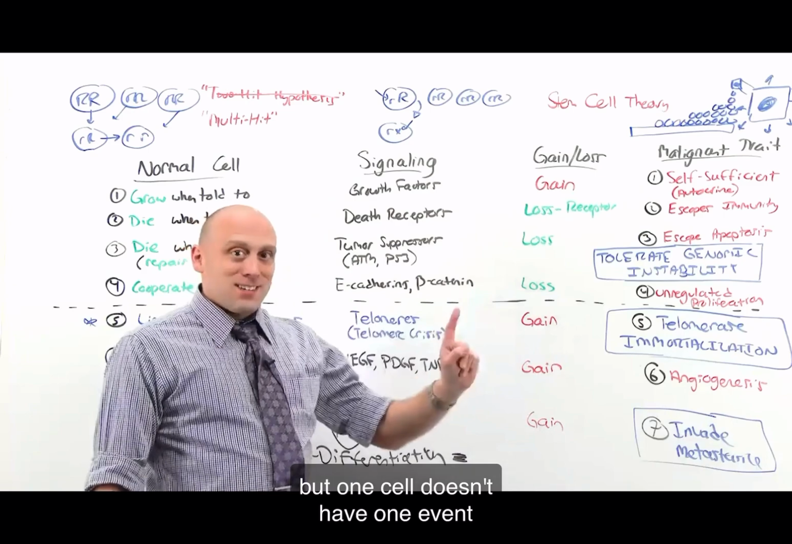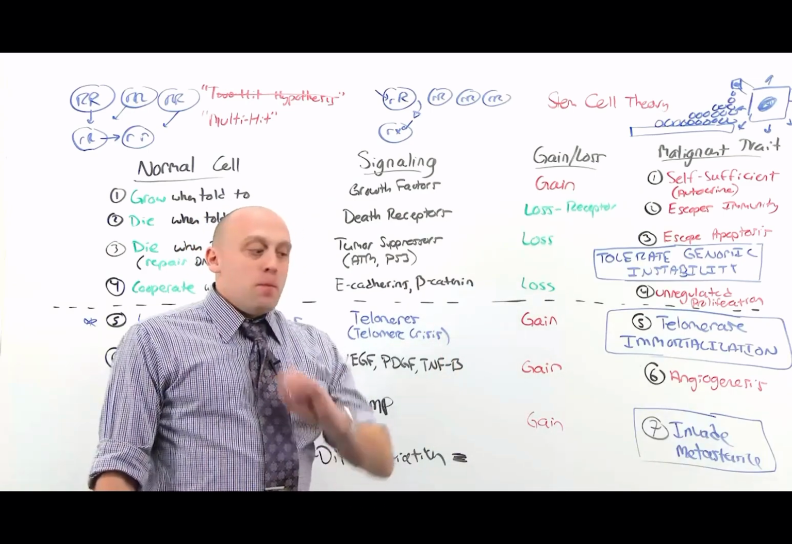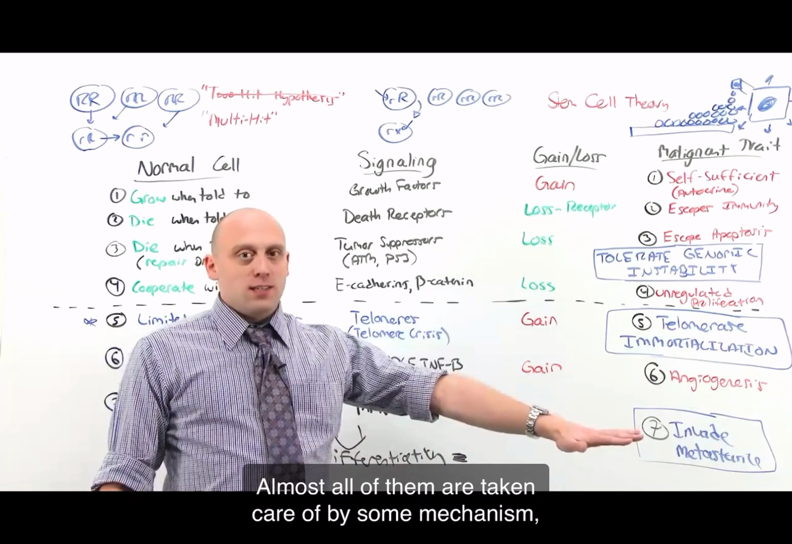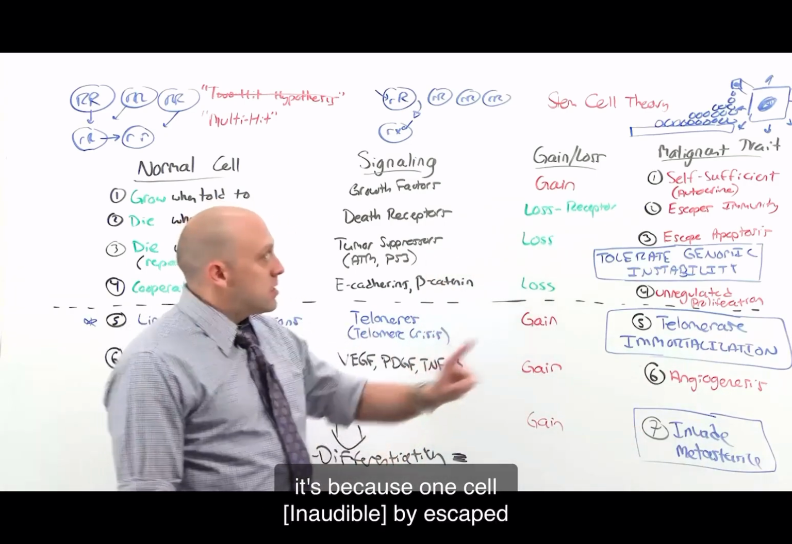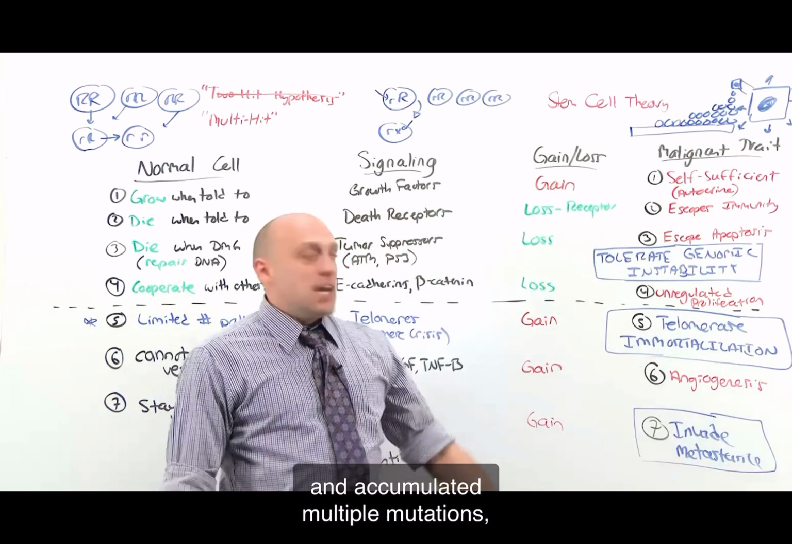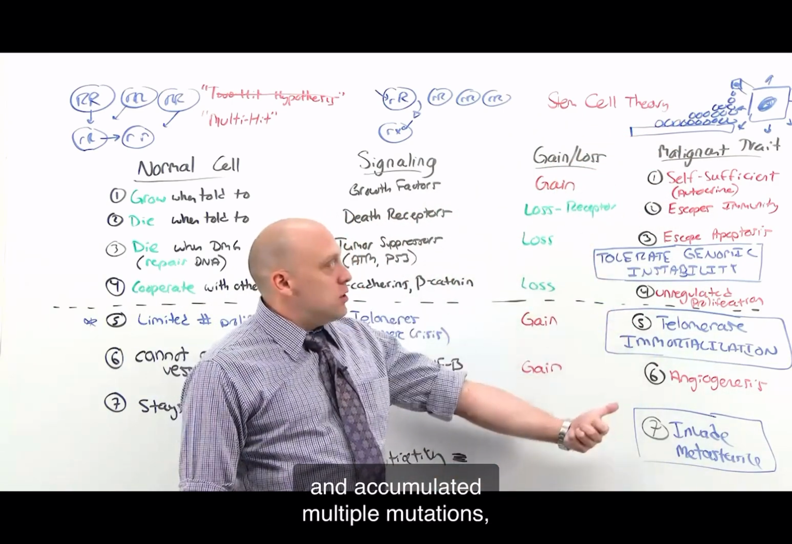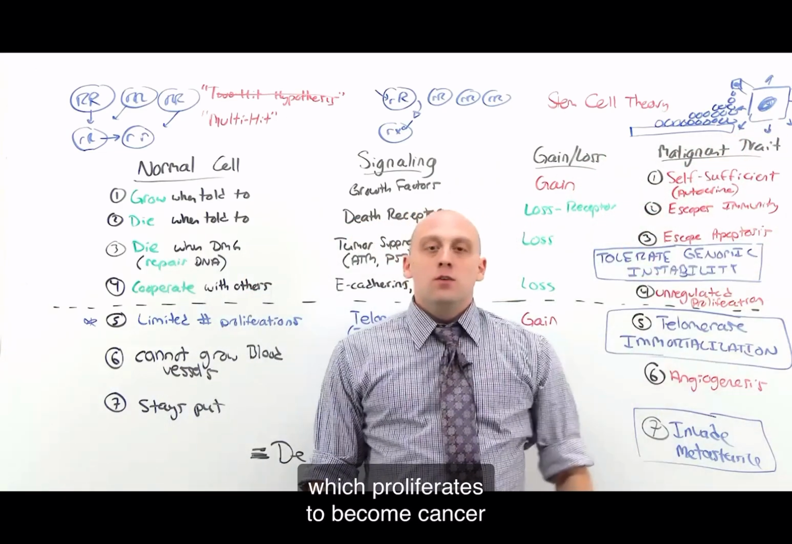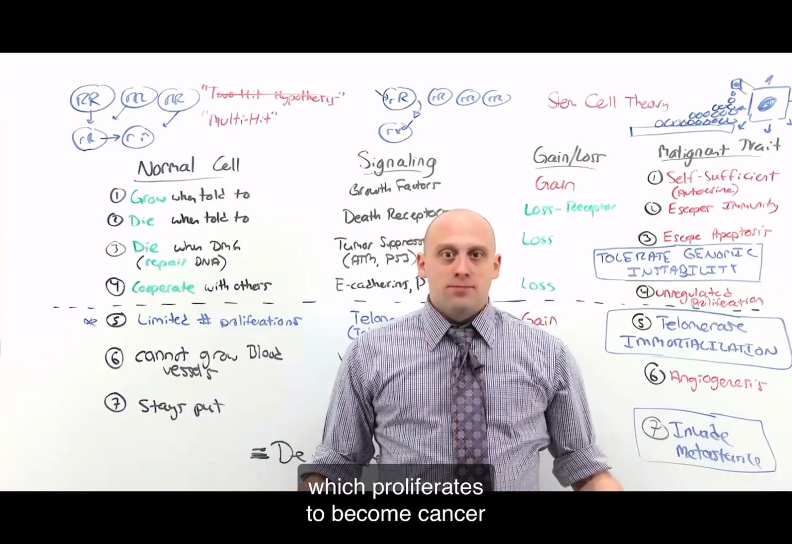But one cell doesn't have one event that turns it malignant. Many cells have one event that starts the process. Almost all of them are taken care of by some mechanism. But if a malignancy develops, it's because one cell eked by, escaped all the mechanisms we have for preventing this, and accumulated multiple mutations which give it all of its malignant traits. And that one cell becomes the stem cell, which proliferates to become the cancer. That's the biology of cancer.